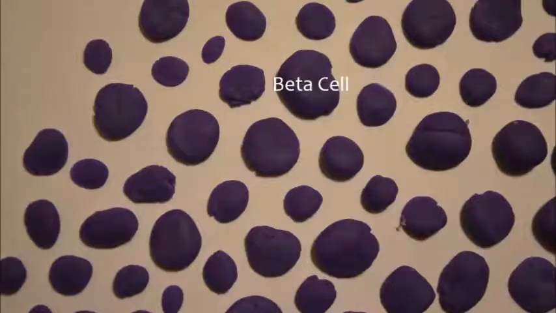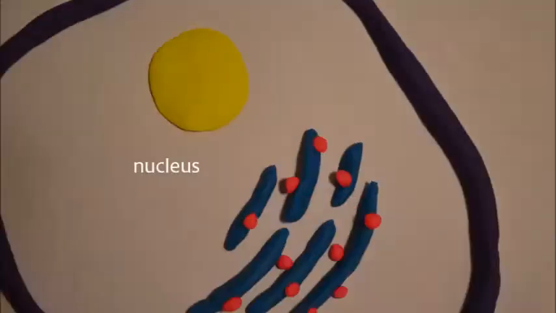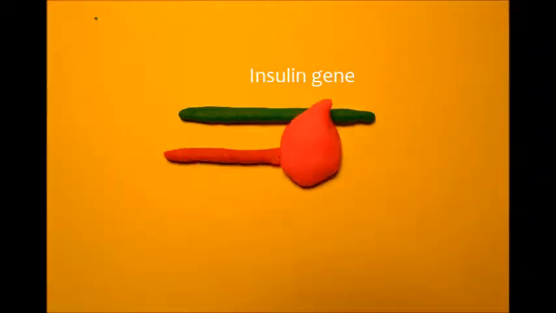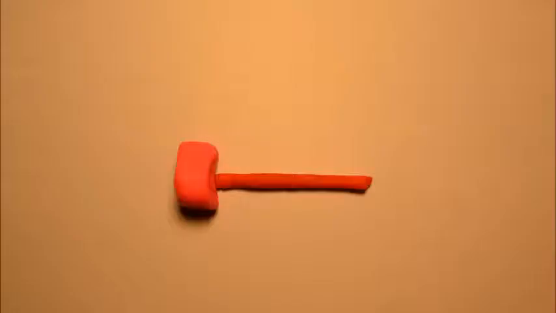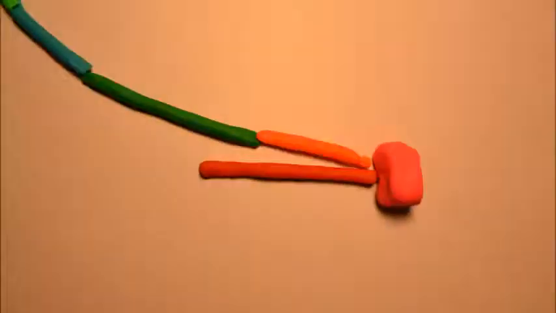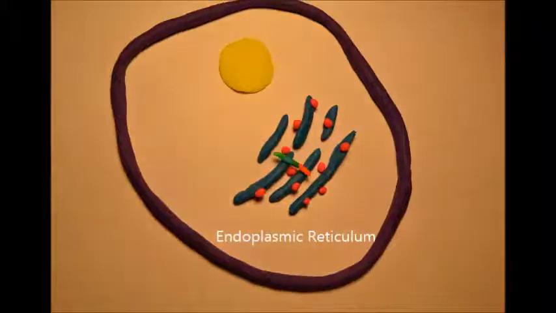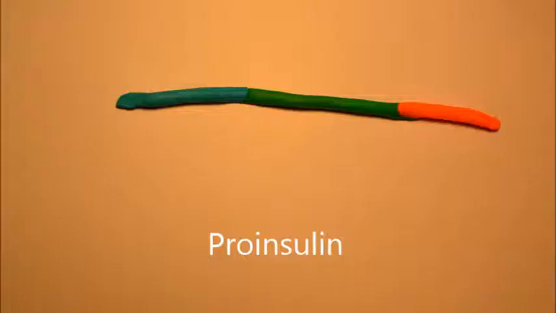When we take a closer look at the pancreas, there are two types of cells, alpha cells and beta cells. Insulin is produced in the beta cells. In the nucleus of the beta cell, the gene for the insulin protein is transcribed, producing an mRNA strand. The mRNA travels to the cytoplasm to be translated into the protein preproinsulin. When the preproinsulin is inserted in the endoplasmic reticulum, the signal peptide is removed, forming proinsulin.